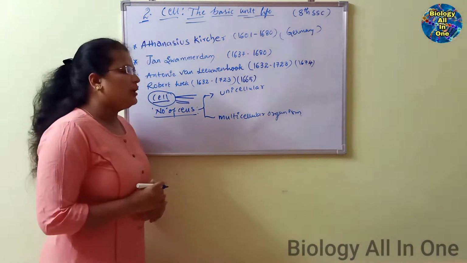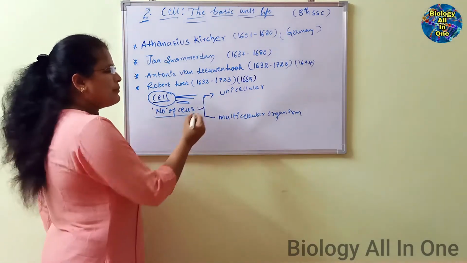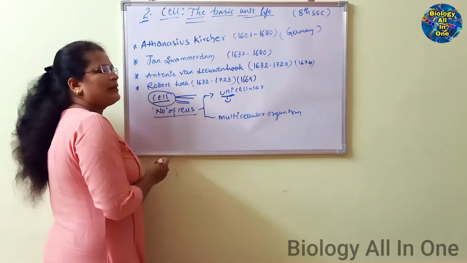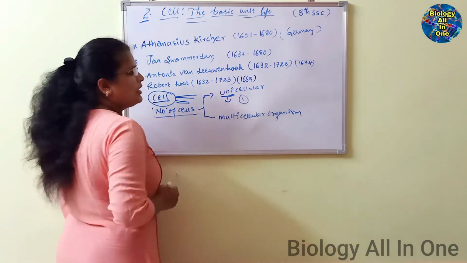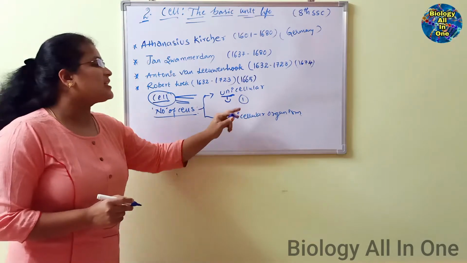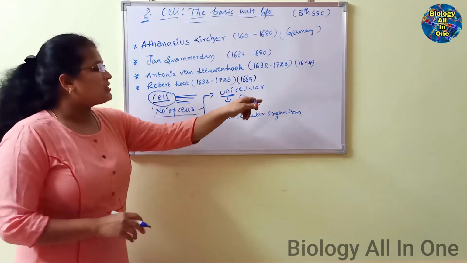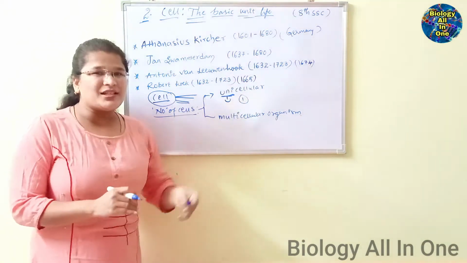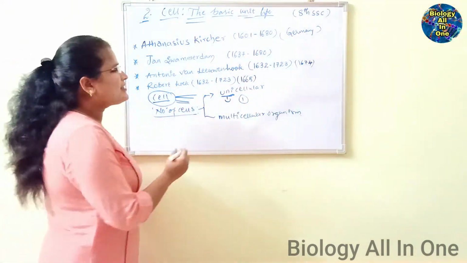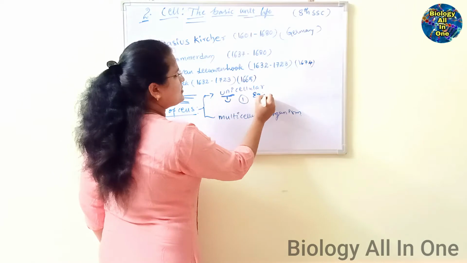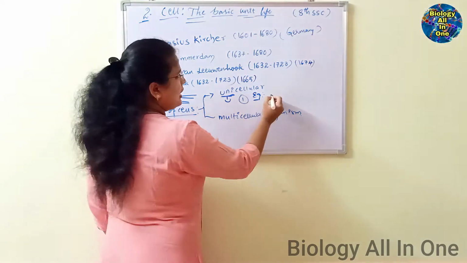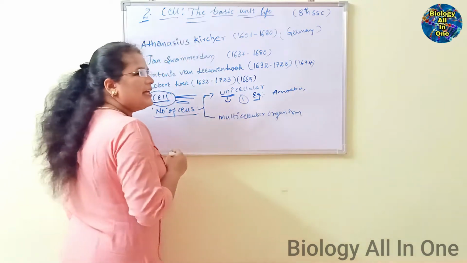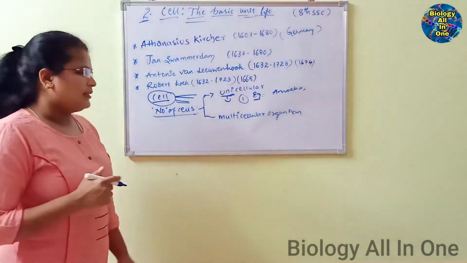Here, unicellular means the organism which has only a single cell to perform all the functions. A single cell is present in these kinds of organisms. That's the reason we call such organisms unicellular organisms. The examples of unicellular organisms are amoeba, paramecium, euglena, and many others.